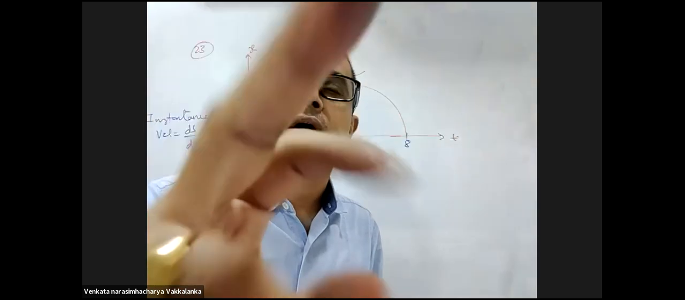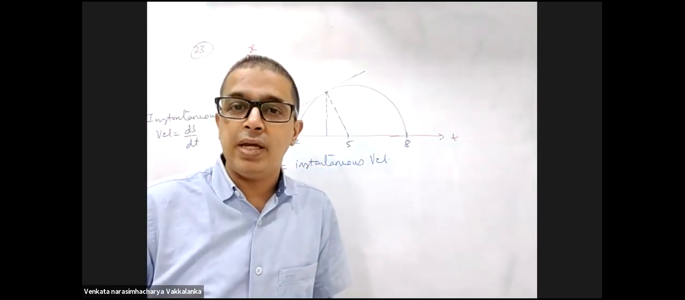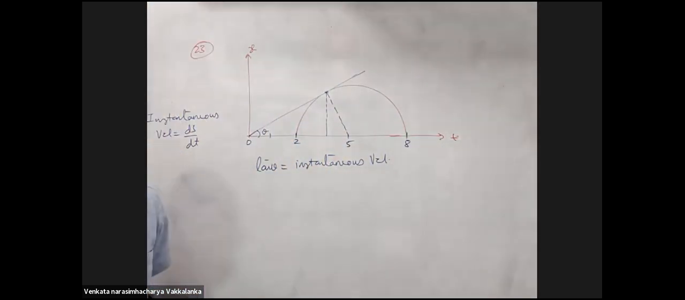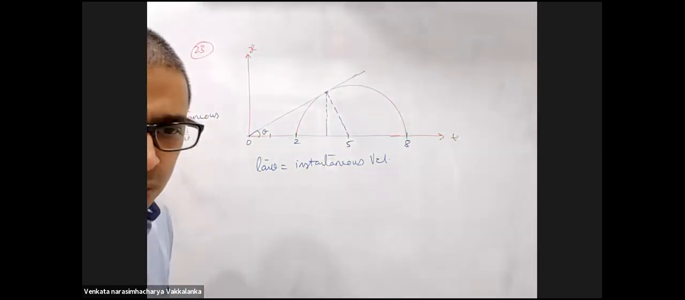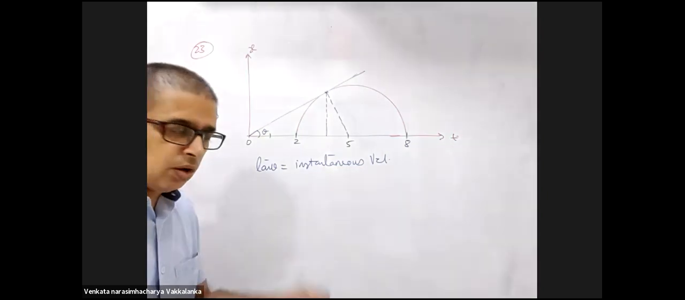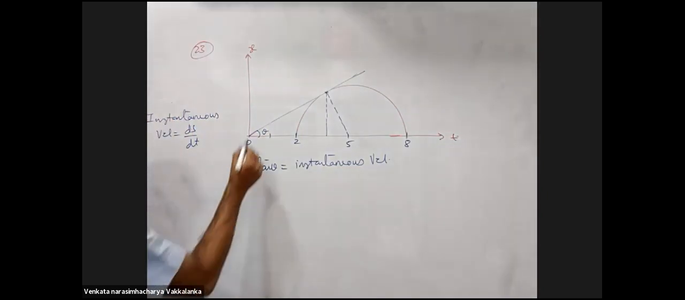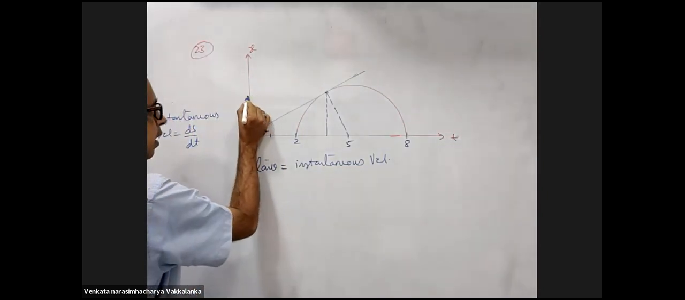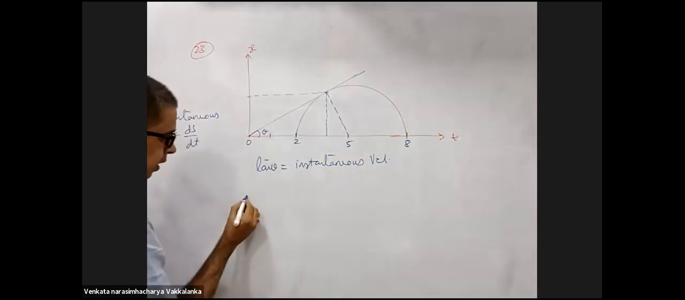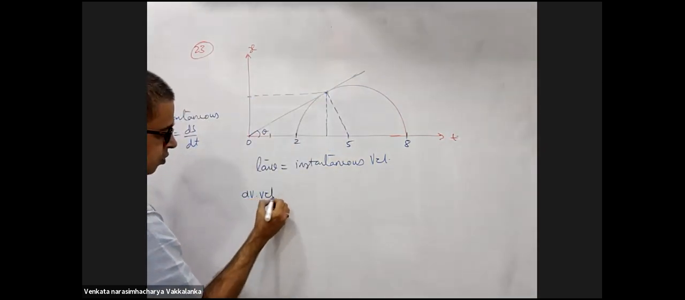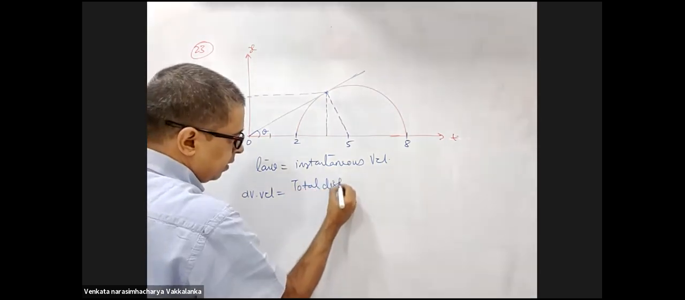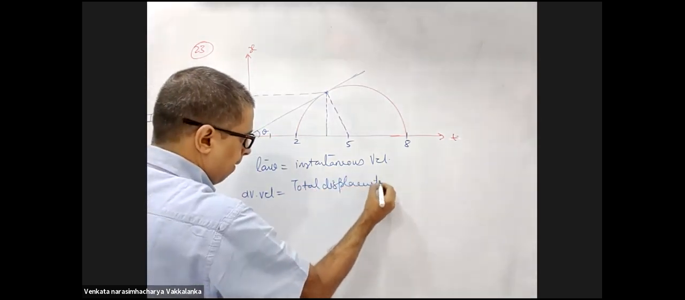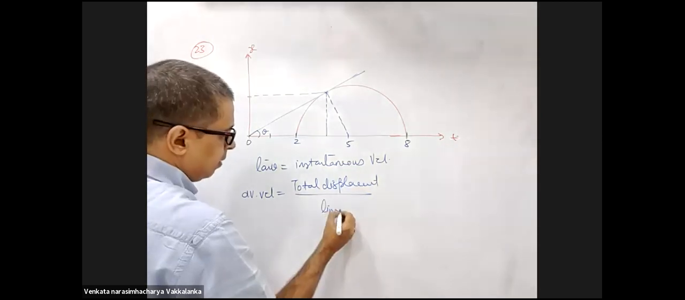Now, what is the other thing that they asked? Are you people able to hear me? Find the time at which instantaneous velocity is equal to the average velocity. What should be the average velocity? Average velocity will be total displacement by total time.